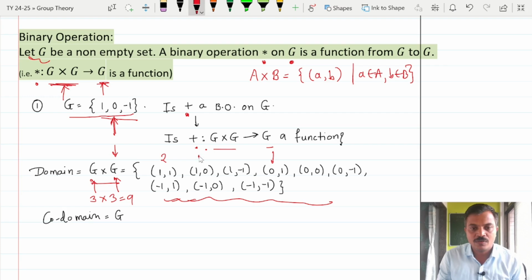Next, 1 plus 0 is 1. Again adding, 0 plus 1 will give me 1. This will give me 0. This will give me minus 1. This will give me 0. This will give me minus 1. And this will give me minus 2.